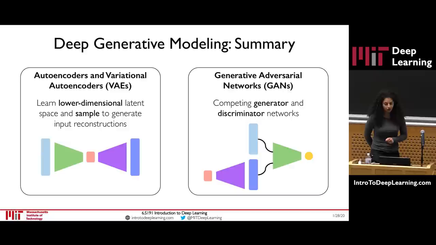Okay, so to summarize, today we've covered a lot of ground on autoencoders, variational autoencoders, and generative adversarial networks. And hopefully this discussion of these approaches gives you a sense of how we can use deep learning to not only learn patterns in data, but to use this information in a rich way to achieve generative modeling.